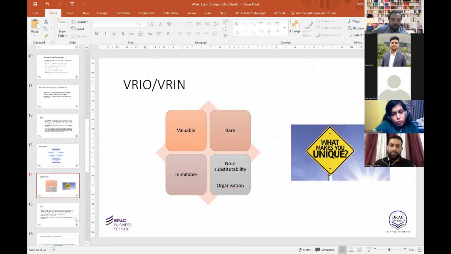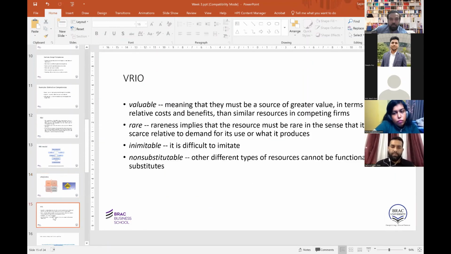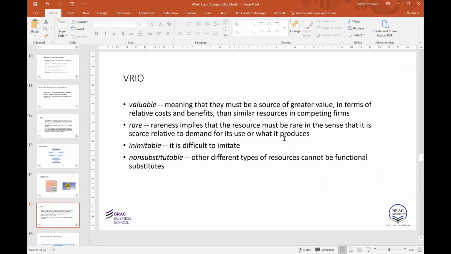Let me explain this one a little bit. Valuable. Valuable means that resources must be a source of greater value in terms of relative costs and benefits than similar resources in competing firms. All right. So something that is valuable. And again, why do we love Apple products? Because they give us the value. They give us the prestige.